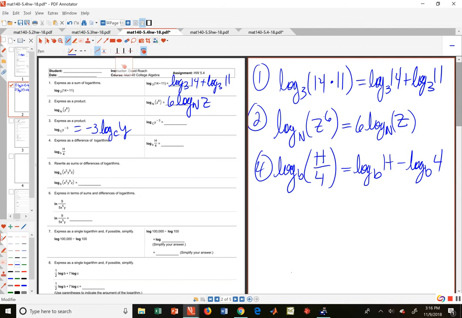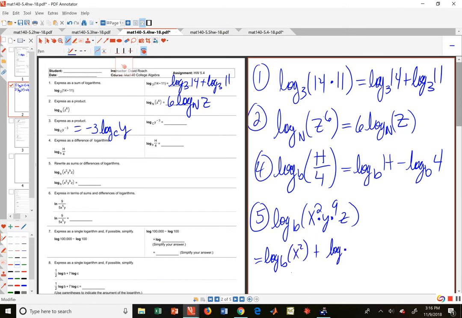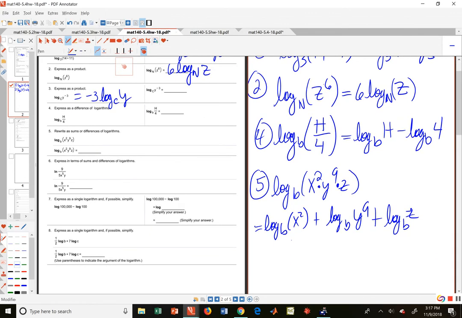All right. Now 5 has a couple things going on. We've got a product, and things can be pulled out, turns into sums. Let's just jump right in there. The first thing to note is that we have a product between these three things. So immediately you can say log base b of x squared plus the log base b of y to the ninth, plus the log base b of z. Now we don't want to stop there. It says rewrite as a sum or difference of logarithms. I think they're going to want us to go a little farther.